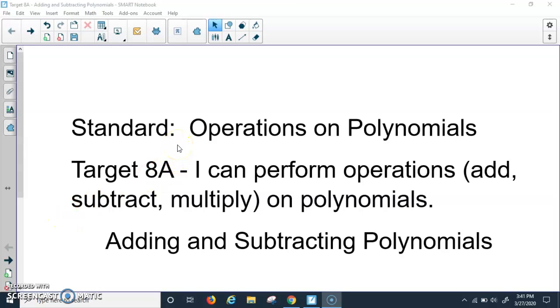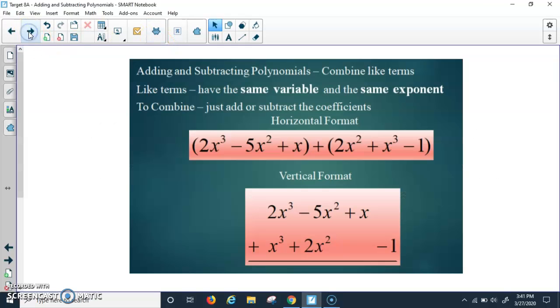Okay, for the second part of this target, this again is our standard, operations and polynomials. Target 8A again, and this video is going to look at adding and subtracting polynomials. Now, when you add and subtract polynomials, really all you're doing is combining like terms. Remember, like terms have to have the same variable and the same exponent on those variables.